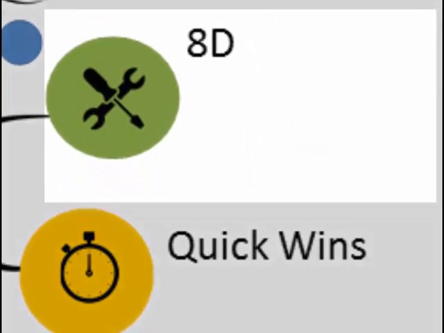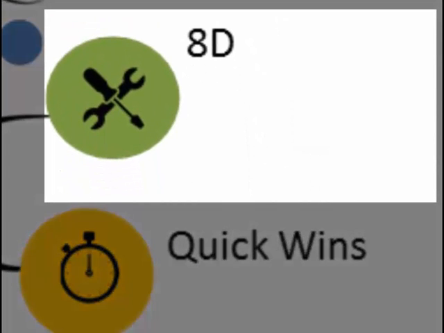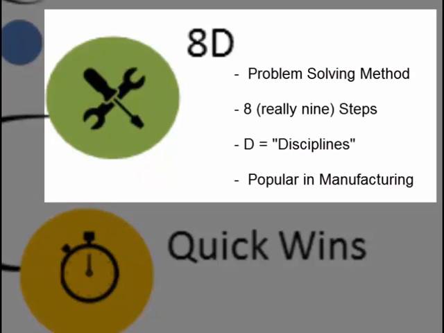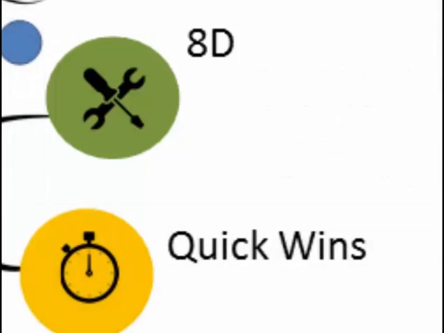While DMAIC and DMADV focus on process improvement, 8D is a problem-solving methodology. The 8 stands for the original 8 steps, although today there are really 9 steps, and the D stands for disciplines. It was invented at Ford and is popular in manufacturing. For example, if you come home to find a broken pipe flooding your basement, 8D is for you. Other examples may be where you have parts that don't fit, or perhaps equipment that doesn't work.